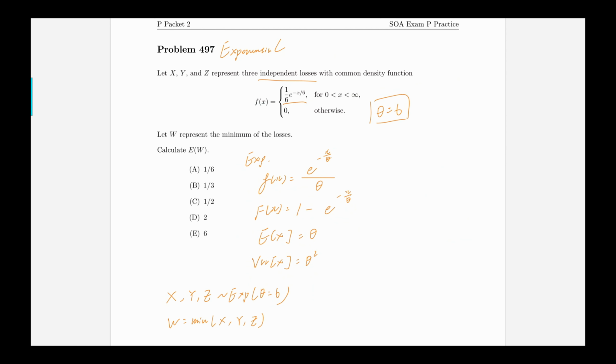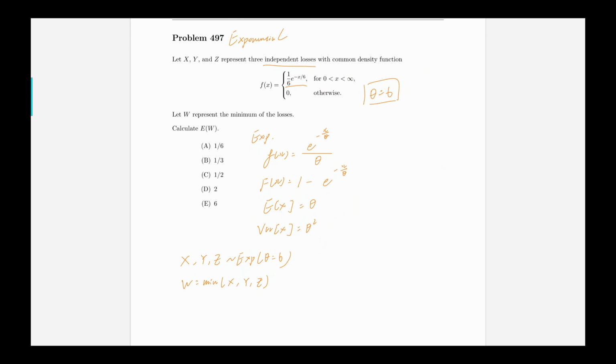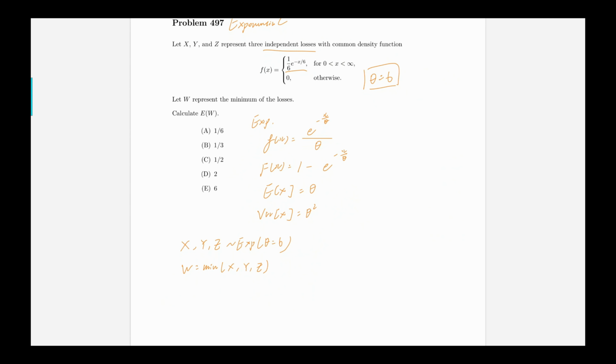So to understand how to do it, I just need to try and find what theta equals. Actually, I need to show that w is indeed an exponential function as well. And if I can do that, then I can just find what theta equals for w, and that will help us to finish the question. So it turns out that w is also an exponential function, and I will show you why.